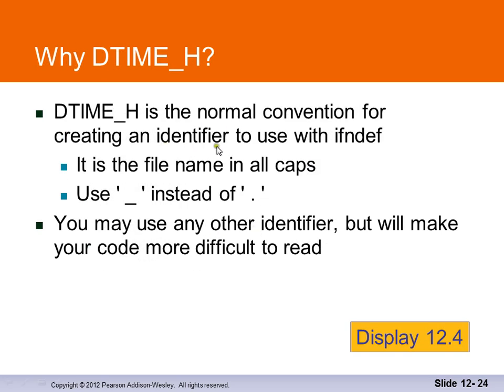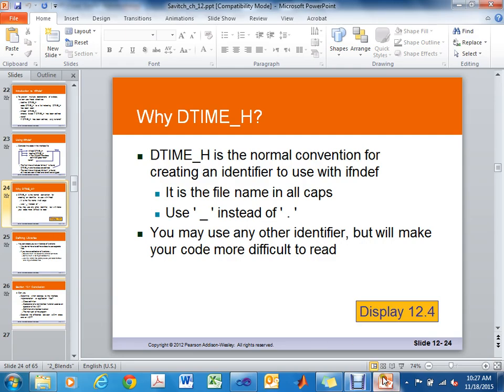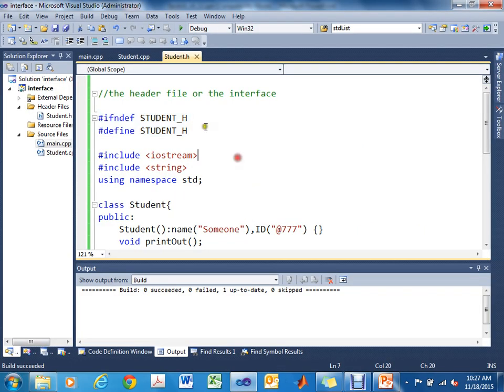So this is the identifier. This is called an identifier. I was searching for a proper name for it. So the student H is an identifier. So this is an identifier that you're trying to define. And this is called a directive. Maybe the name is not too important, but it's nice to know it. So this is the hash if defined, hash define. All of those are called directives.